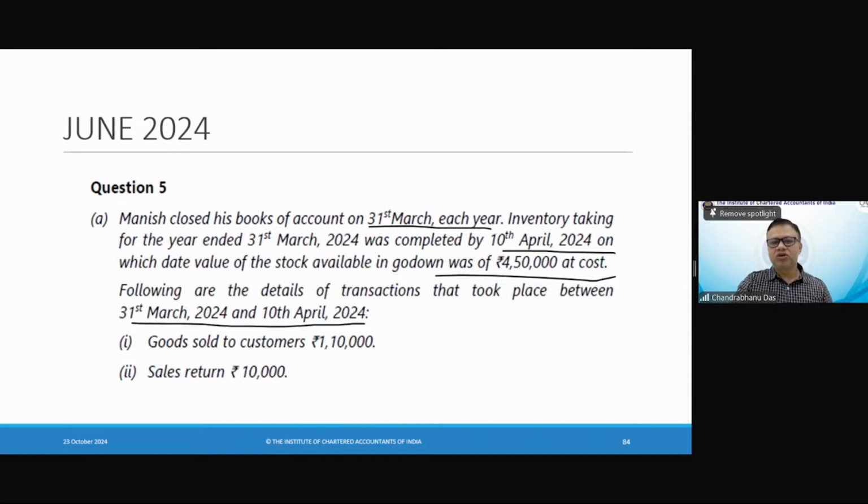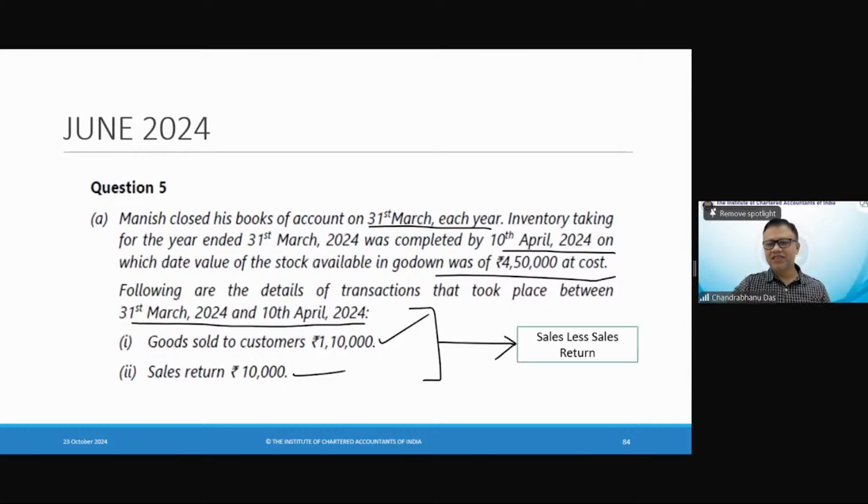31st March 2024 to 10th April 2024, goods sold to customer is 1,10,000. Sales return is 10,000. So we'll see this question carefully. It came in the June 2024 foundation exam, and the question is only a 5 marks question. This is a very recent question, but it gives you the idea of how the questions will come, what they intend to ask.